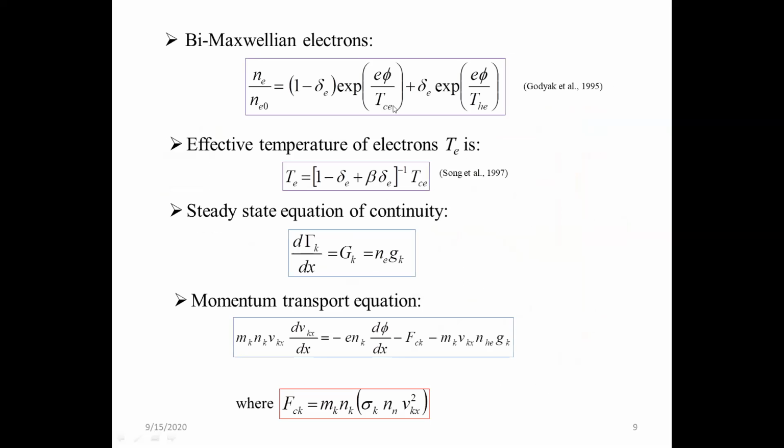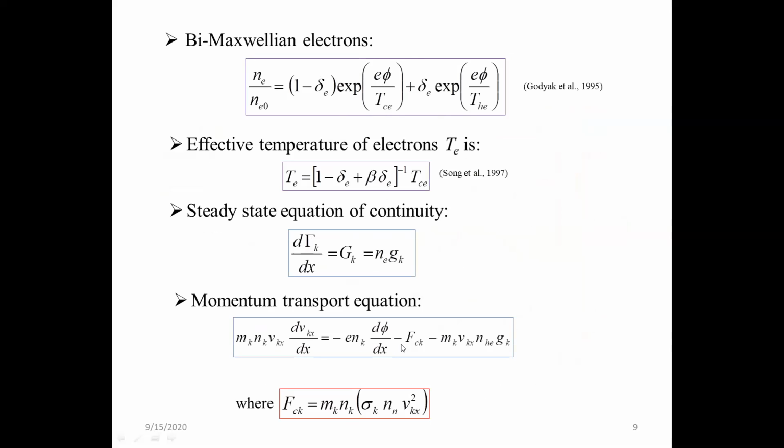These are the governing equations. This is the distribution function for the bi-Maxwellian electron distribution. Here, the first term represents the cold electron part, and this is for the hot electron part. Here, delta E represents the volumetric composition of the bi-Maxwellian electrons, and this is the estimation of the effective temperature of the two temperature groups of the electrons. Here, beta represents the temperature ratio of the cold to hot electrons. And this is the steady state continuity equation. This is the momentum transport equation.